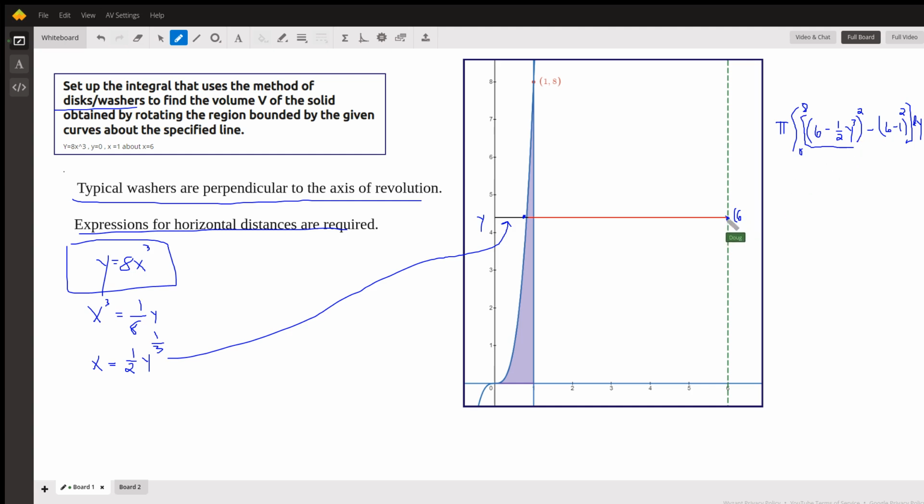And the inner radius is the distance from the axis of revolution to the inside of the region being rotated. And that's a constant, 6 minus 1, which is 5, so minus 25. Okay, if you're actually going to evaluate this, you could square this binomial, combine some similar terms, find an antiderivative, and evaluate.